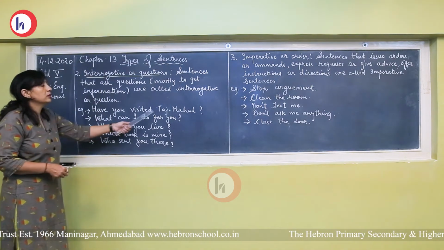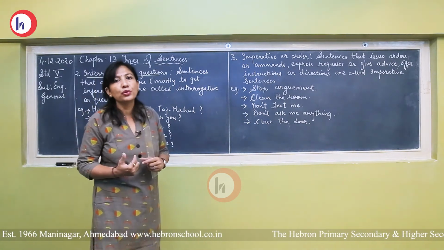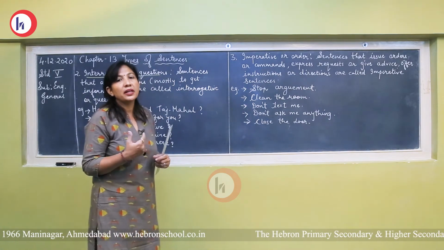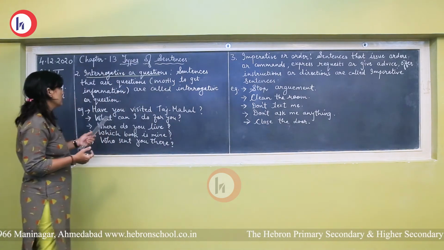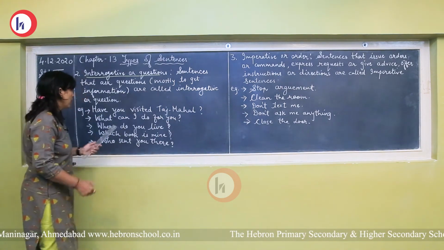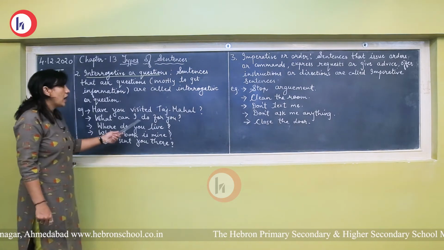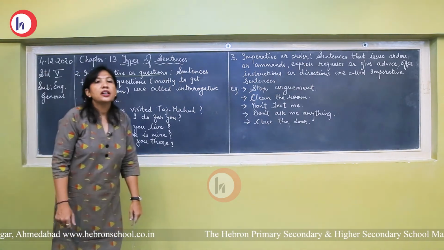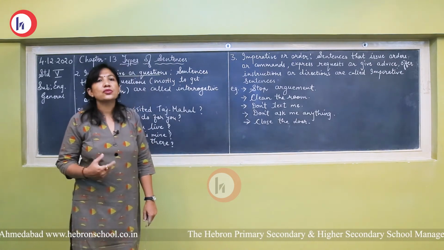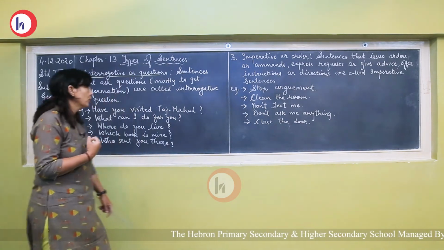Have you visited the Taj Mahal? I want to get the information. I want to get the answer from you. That's why I'm asking you, have you visited the Taj Mahal? That is my question type sentence. It starts with a capital letter and ends with the question mark. Next is, what can I do for you? That means if you need my help, what can I do for you? What you need, that's what I'm asking to get the information from you.